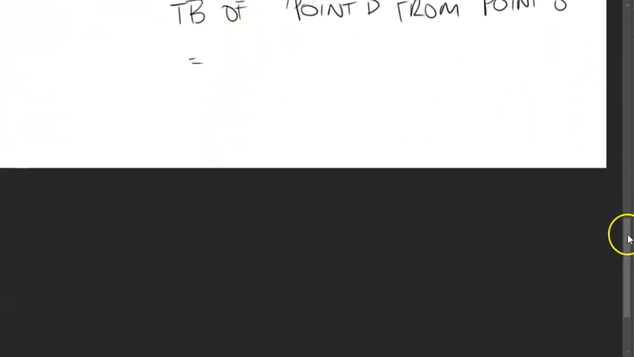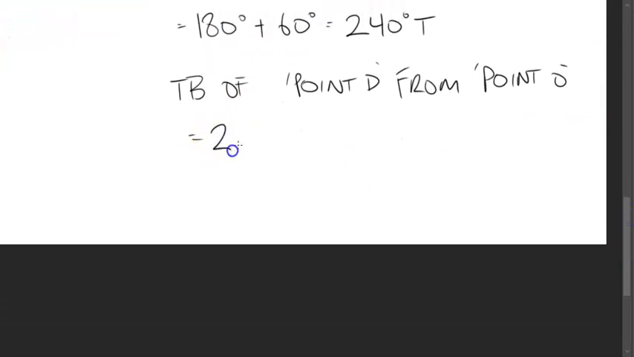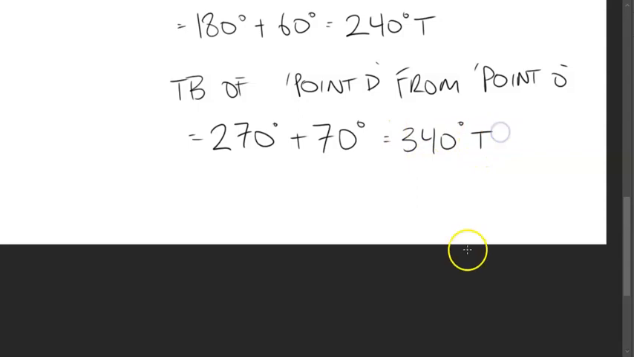Yep, that's gone too far. Try that again. 270 plus the 70 is equal to 340 degrees true bearing.